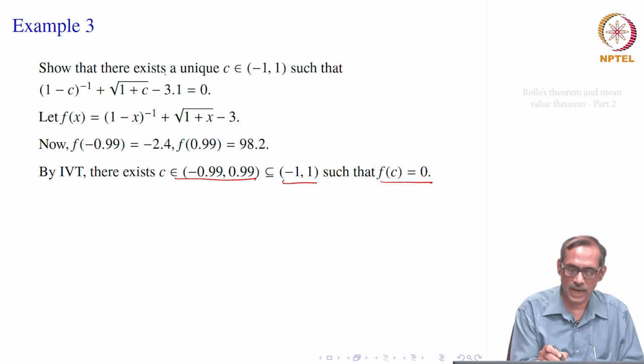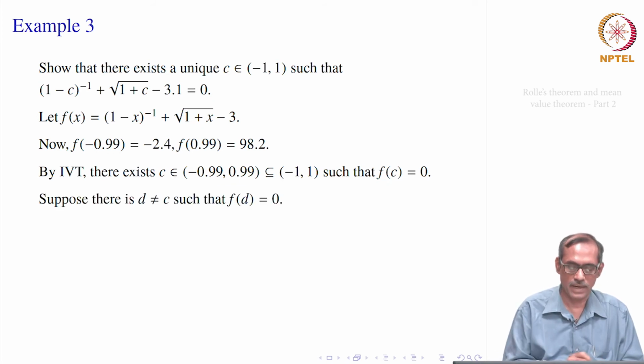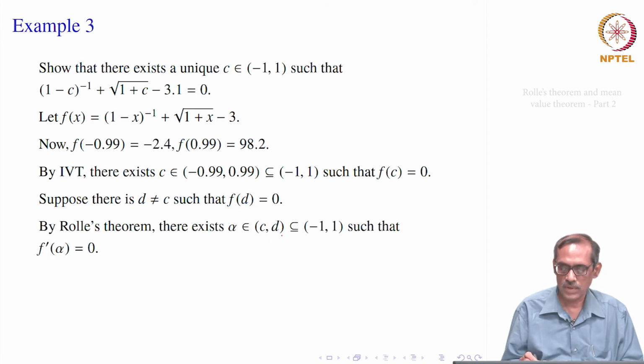But we want to show uniqueness, that such a point is unique, that there is no other point between -1 to 1. So, suppose that there exists another point, say d, where f of c equal to 0 and also f of d equal to 0. Now, it is a differentiable function, continuous on the closed interval c to d and differentiable on the open interval.